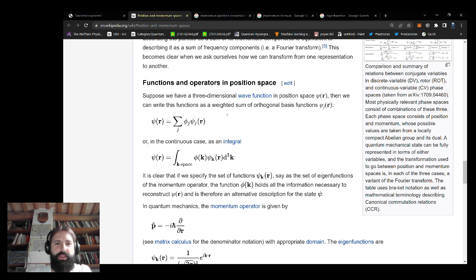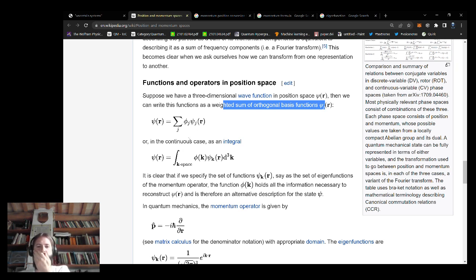So with a function it is the same. What you're saying is let's assume we have a wave function, and let's assume that we can write this function as a weighted sum of some orthogonal basis functions. So you have these psi j eigenfunctions, which we don't know about, and then it's a sum of these. Or in the continuous case, there's the integral, and that's where the integral comes in. So you have this integral, and then you have these coefficients in here. Cool.